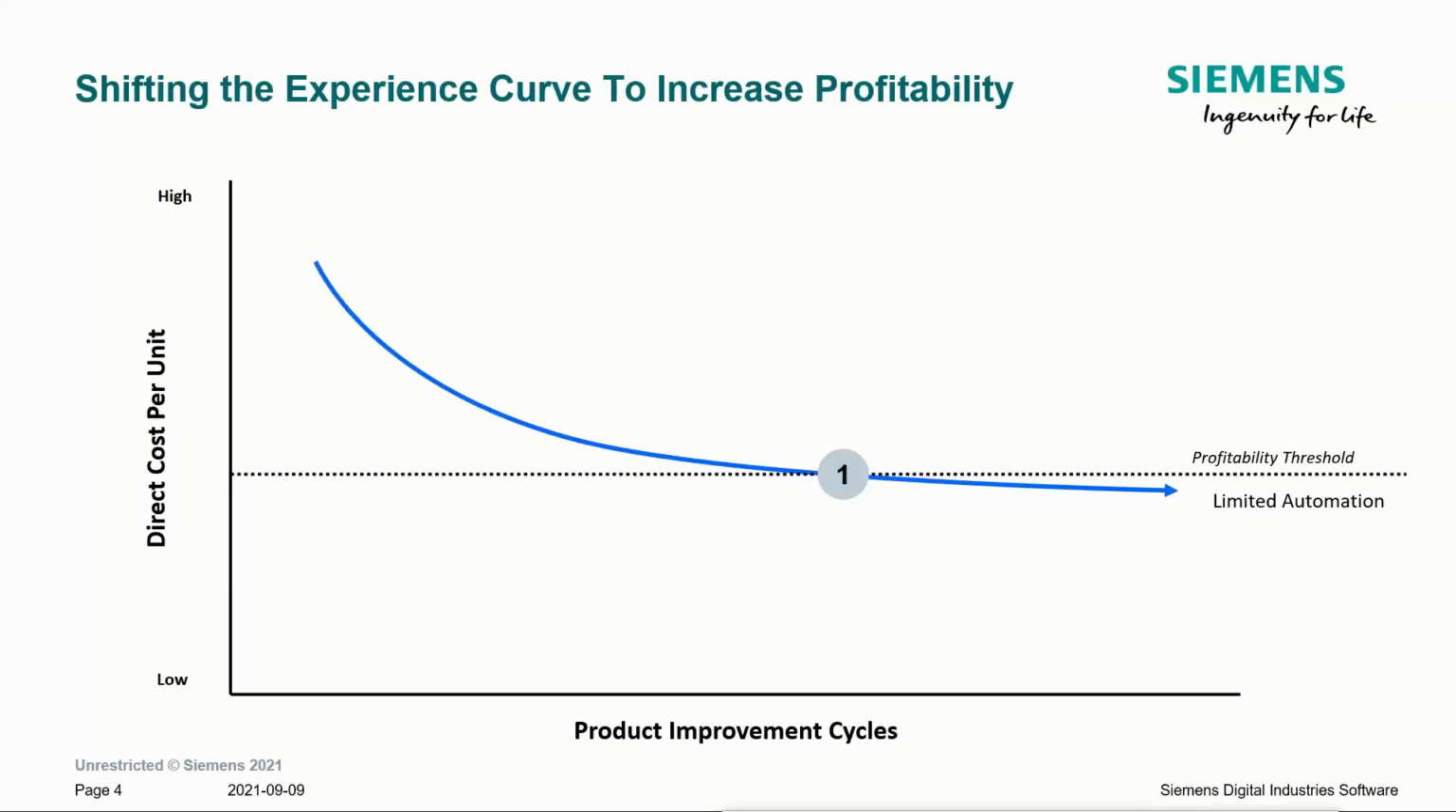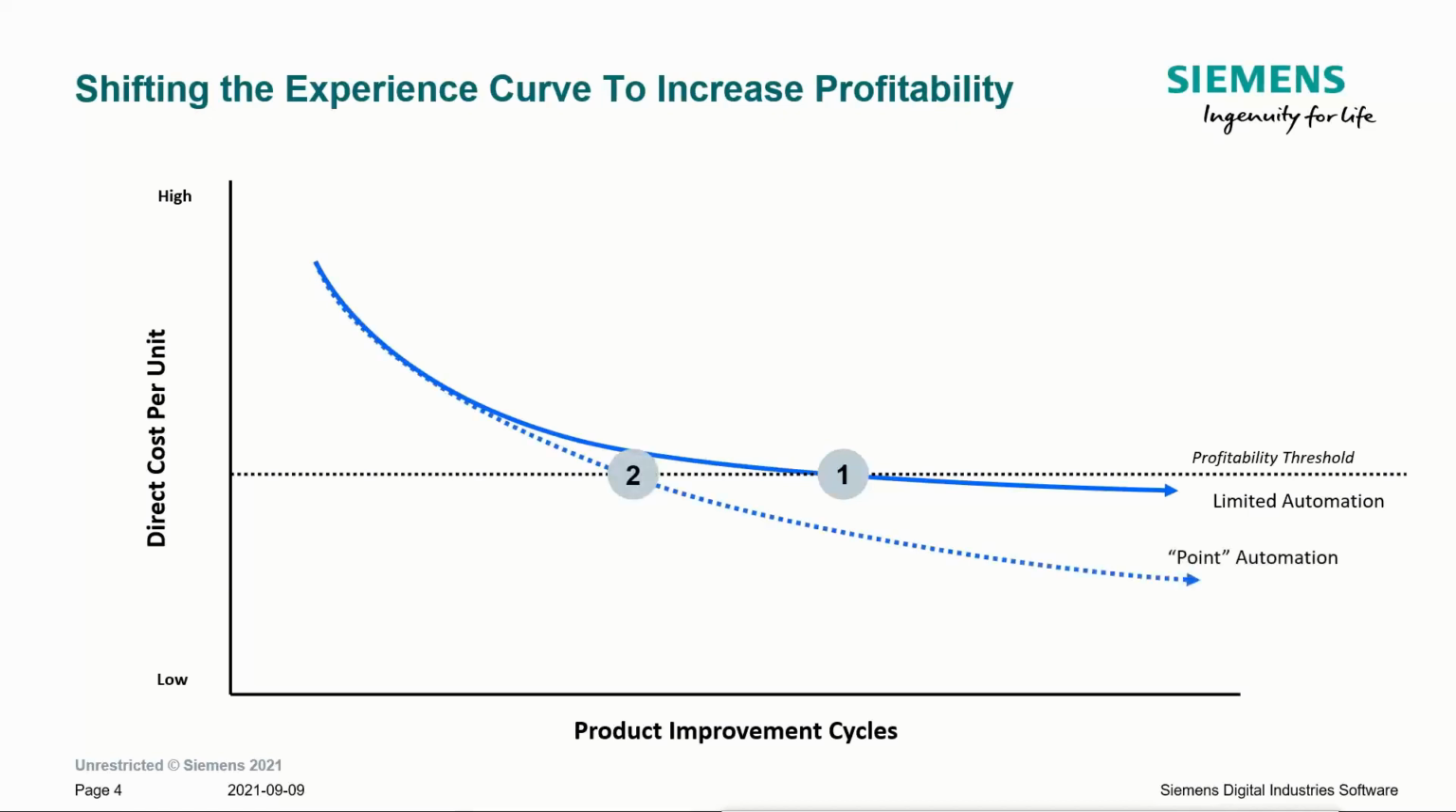Those companies that deploy limited automation in the production of composite parts end up having several iterations that are required in order to profitably produce a manufactured design.